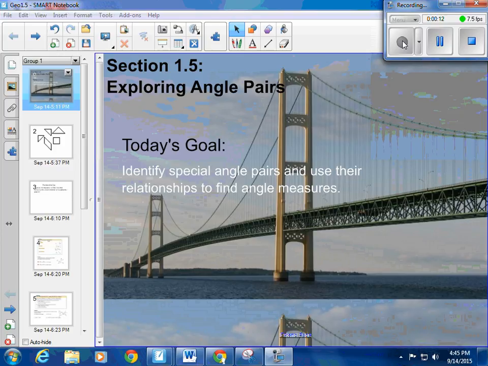So 1.5a, we'll do the second part of it in class. And there are a few different things that I like to talk to you about, and they're all dealing with angle pairs. We talked about classifying angles and measuring angles. Now we're going to talk about some angle pairs. If you want to write down the goal, please do. It says it's to identify special angle pairs and use their relationships to find angle measures. Okay?